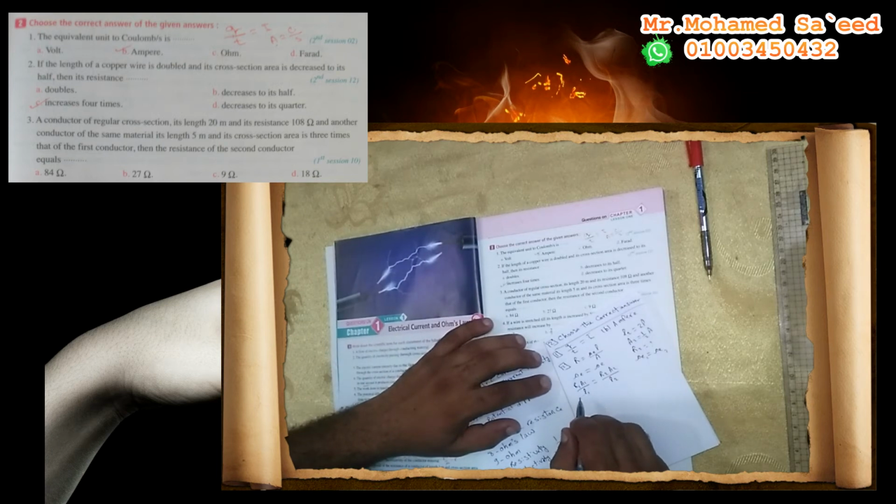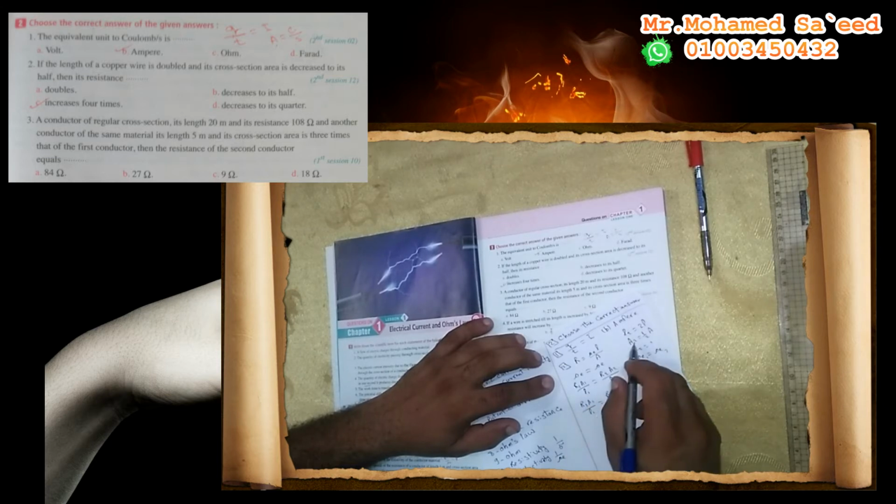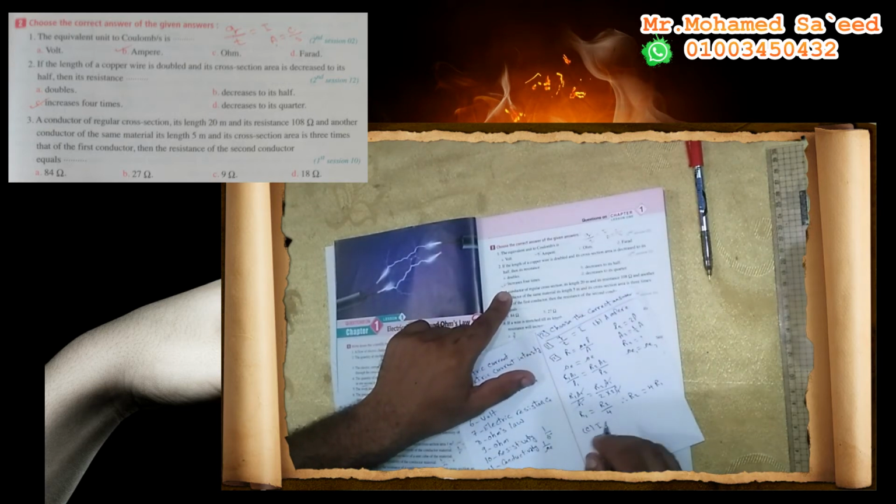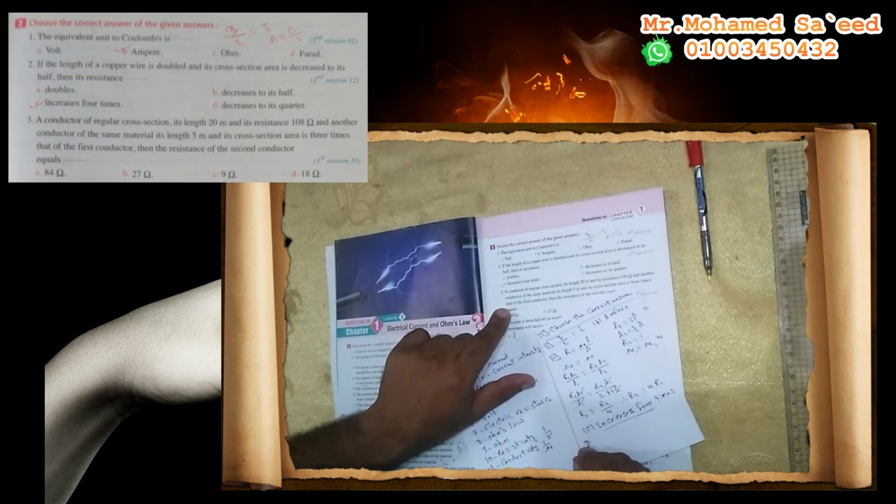R1A1 over L1 equals R2 times A2, which equals half A1, over L2, which equals 2 L1. A1 cancels with A1, L1 with L1, so R1 equals R2 over 4. So R2 equals 4R1, which means its resistance increases 4 times. The true answer is C: the resistance increases 4 times.